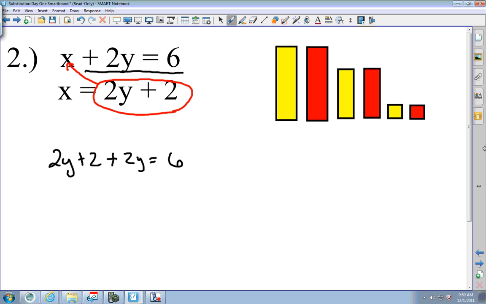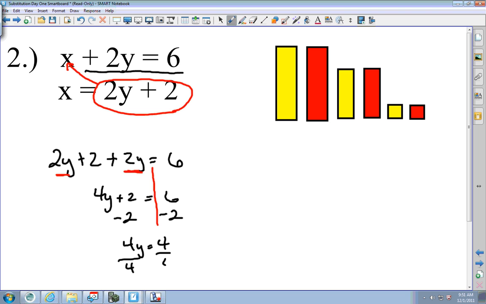Now let's solve for y. Let's put our y's together. How many y's do I have? I have 4 y's, right? Plus 2 equals 6. Subtract 2 from each side. 4y equals 4. Divide by 4. Y equals 1.